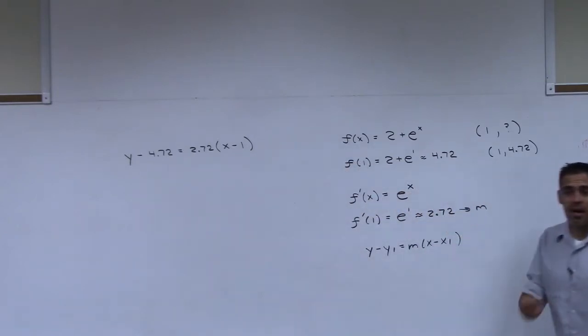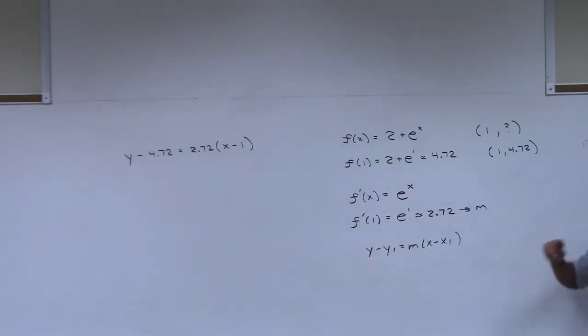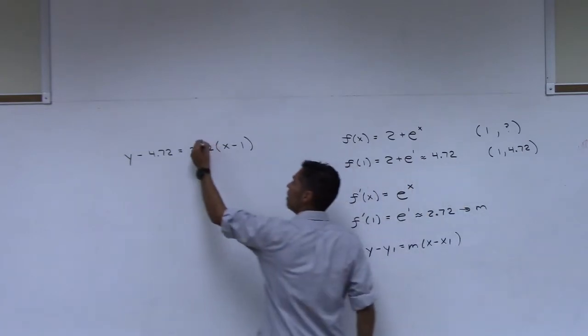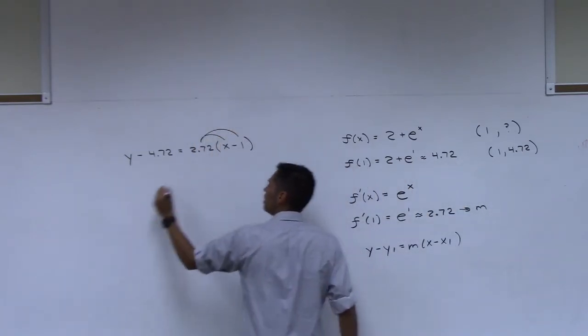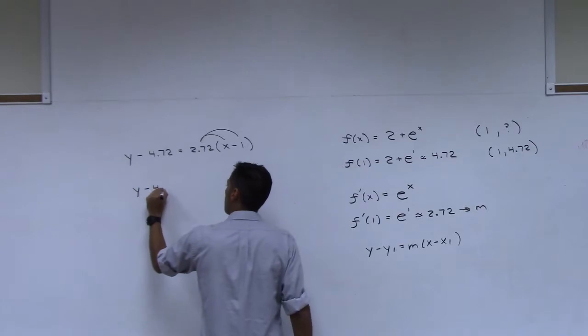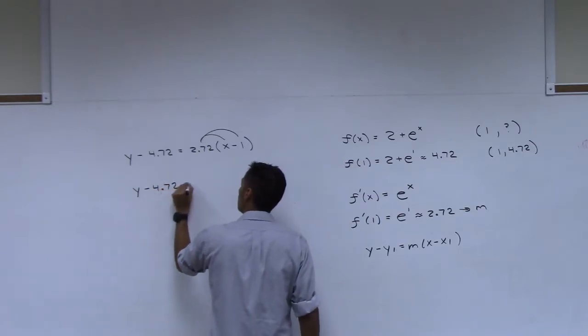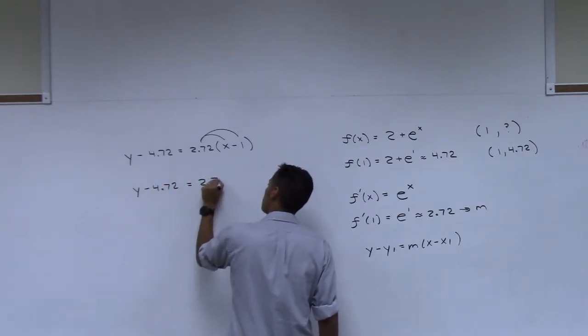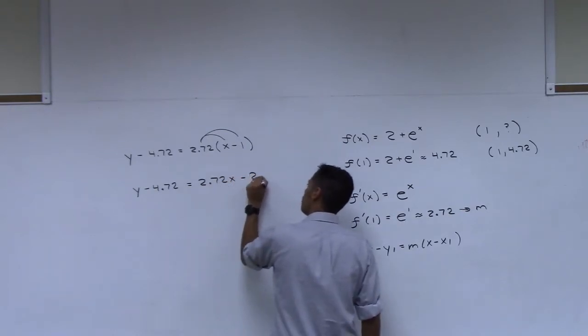Okay, we're going to clean this up. We're going to solve this for y. So I need to distribute this through the parentheses. Y minus 4.72 equals 2.72x minus 2.72.